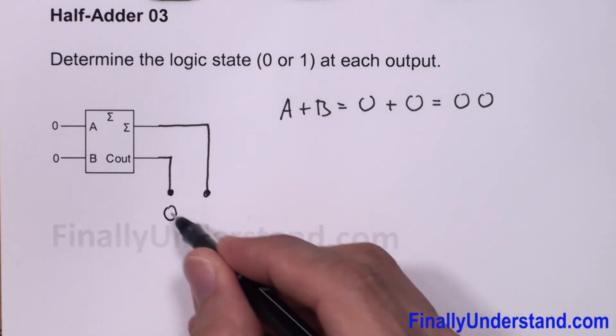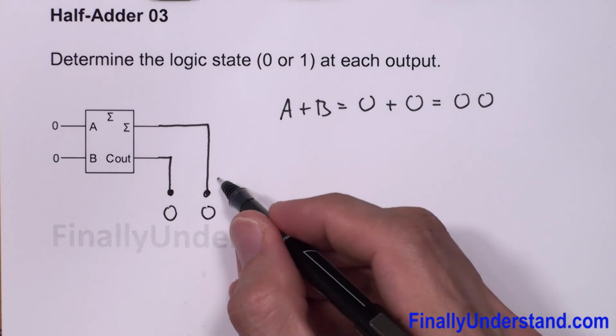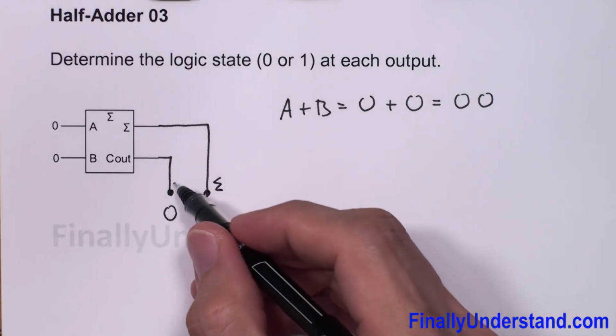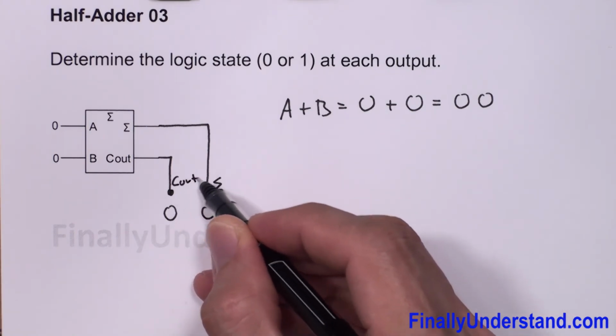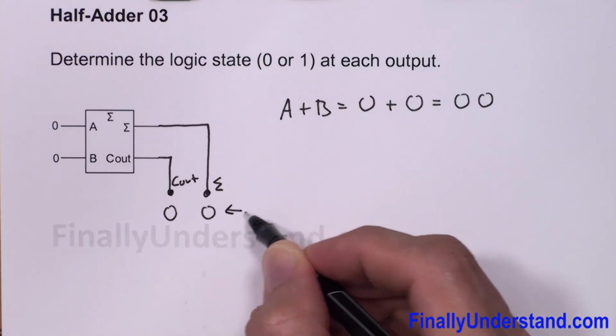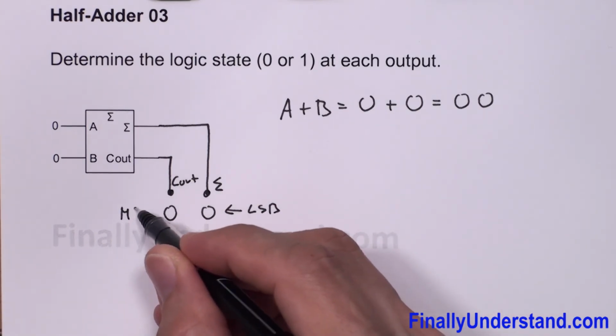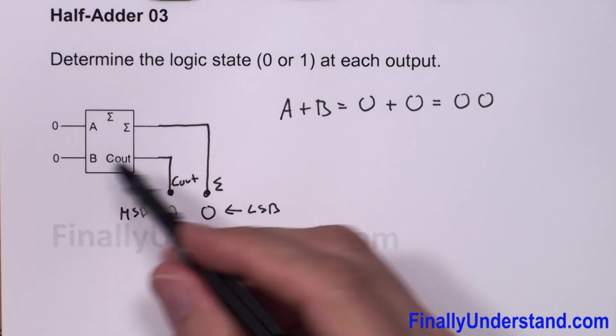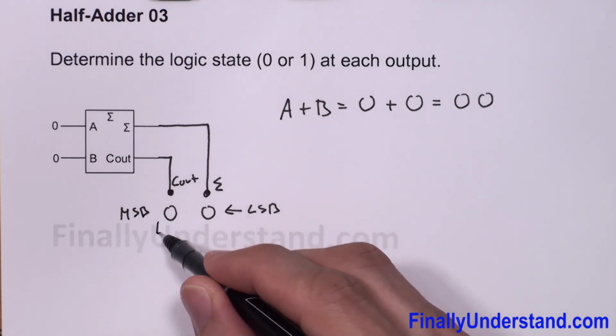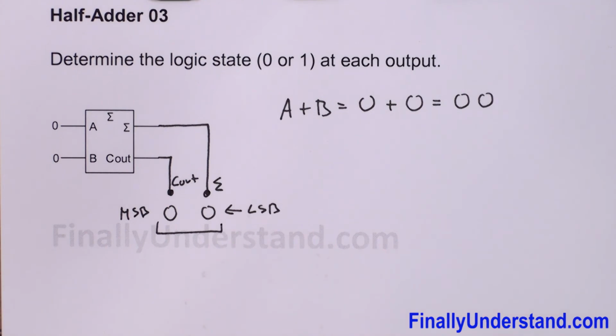So I have 0 and 0, where this is my sum and this is carry out. This is my least significant bit and this is my most significant bit. So 0 plus 0 is equal 0. So this is the solution to my problem.